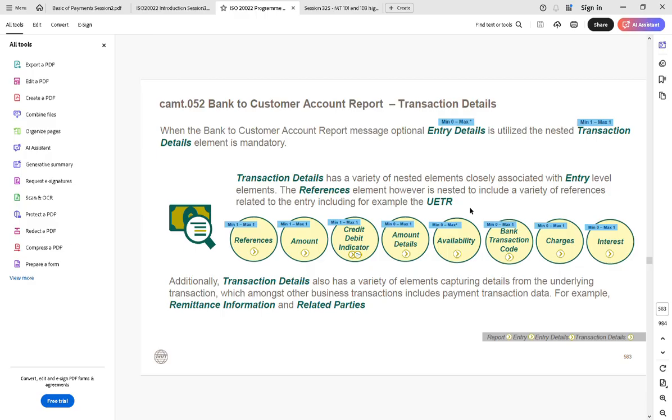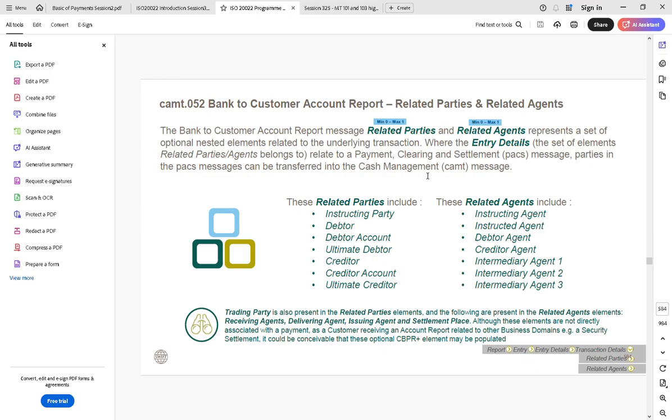Okay, we can continue now. Transaction details has a variety of elements, at entry level, element reference, UETR, depending on the transaction charges. Okay, then parties related to the instructing party. So these contain lots of information in that report. Debtor account, ultimate debtor, creditor, right? Those contain all that we have learned till now. All should be there inside this one. Instructing agent, instructed agent, debtor agent, ultimate agent, everything under the entry details.